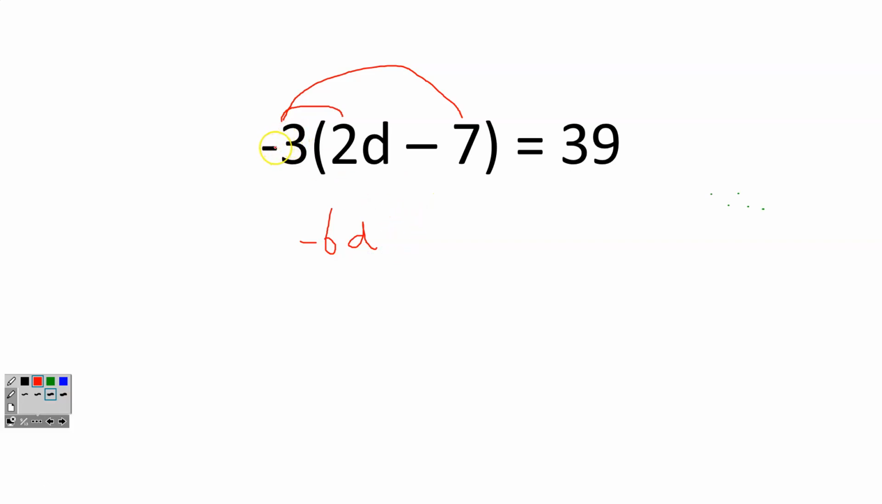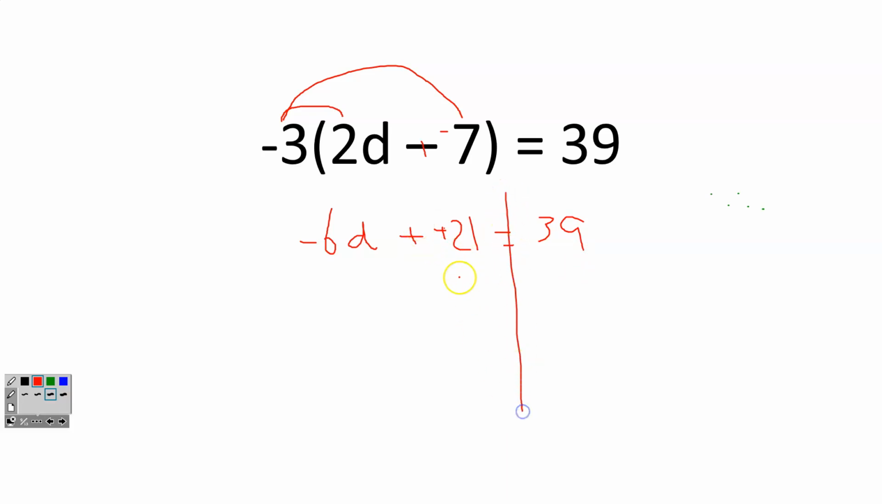Now, this is the part that bothered a lot of people. Because a negative 3 times 7 is going to give me a negative 21, and I would bring down my subtraction. Or, if you used a superpower, a negative 3 times a negative 7 is going to give me a positive 21. So depending on how you do that, that's going to show up a little bit differently.